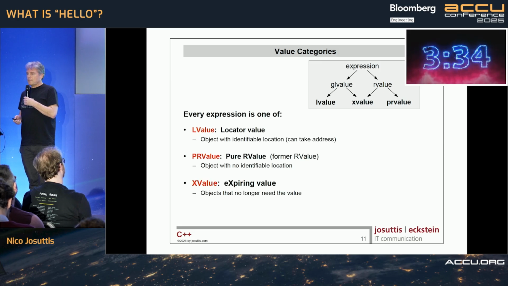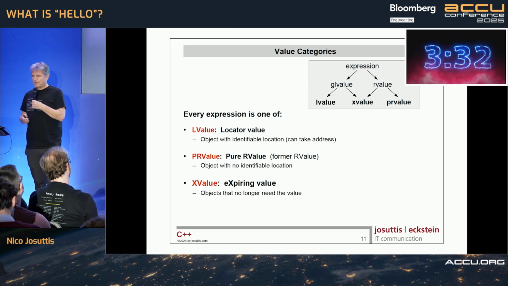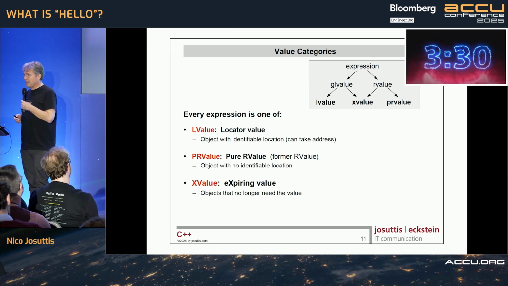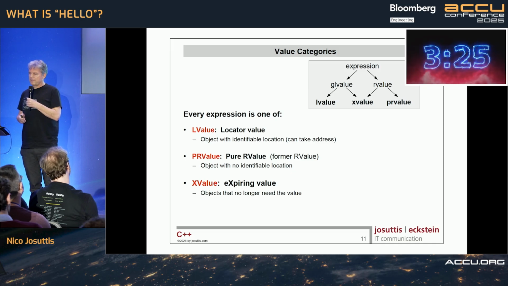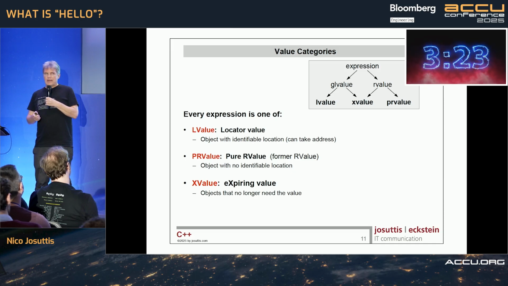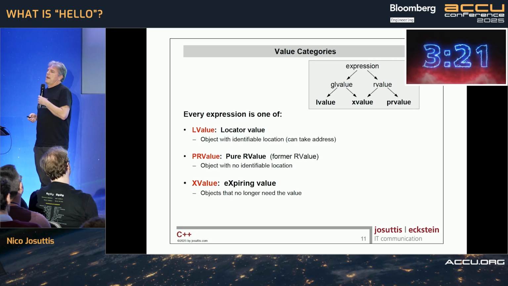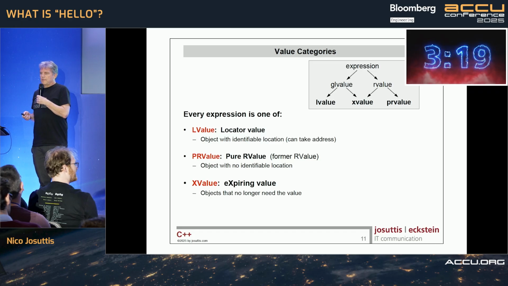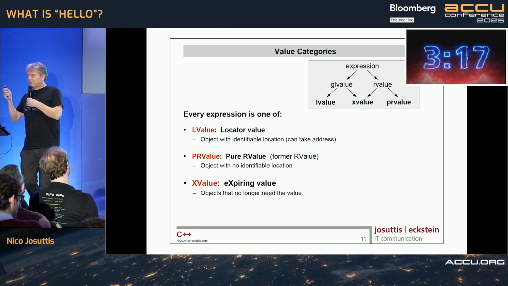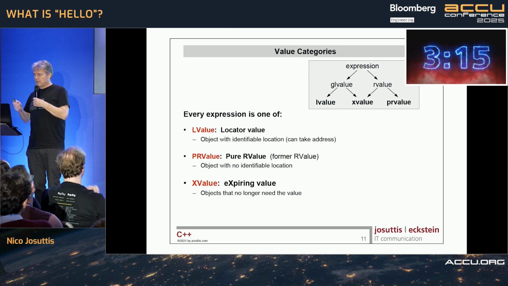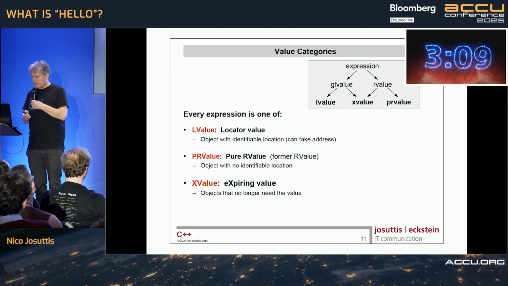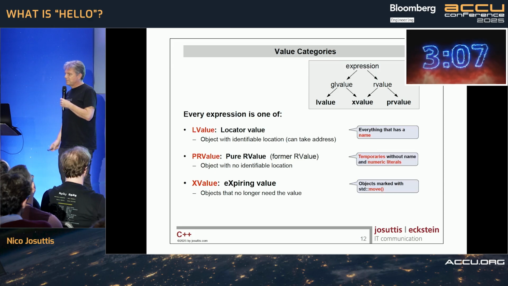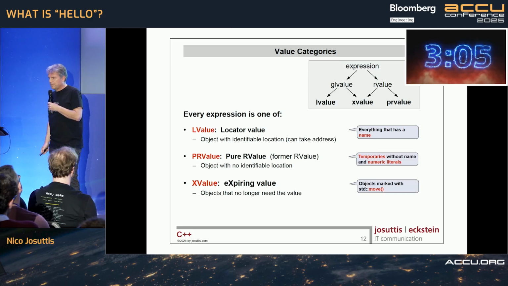So, value categories are something like lvalue and rvalue. And lvalue is not "left". L stands for locator value. Left was 50 years ago. Ask Francis for that. Lvalues are objects with an identifiable location; you can take the address. A prvalue is an object with no identifiable location, and an xvalue is an object that no longer needs its value.